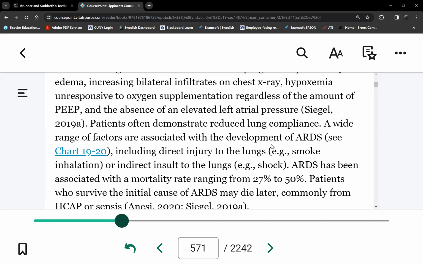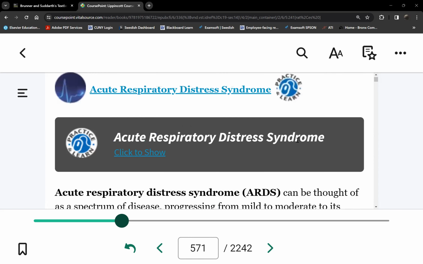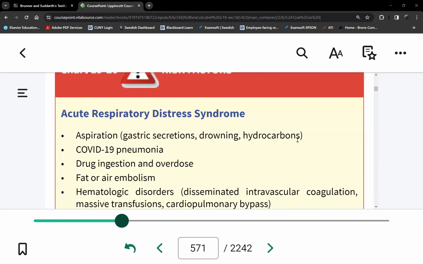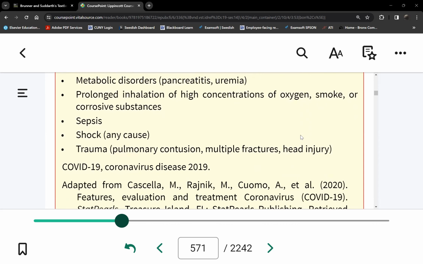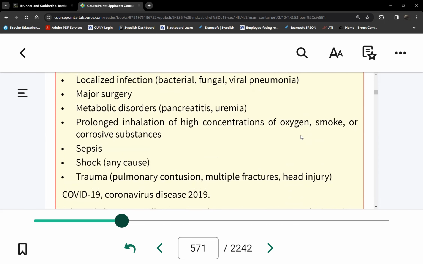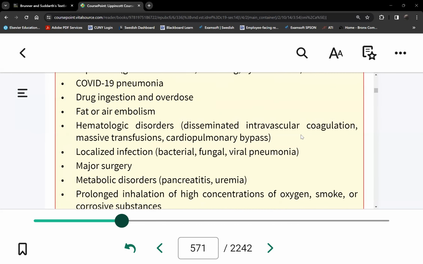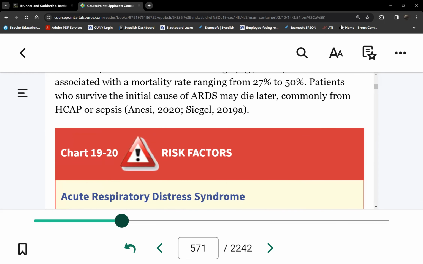Yes. Will my patient stay alive? Yes, until we resolve whatever led to the ARDS. Okay, until we get rid of the pneumonia, the sepsis, etc. So it's going to be a long road. Okay? Any questions on ARDS? No. That's it.